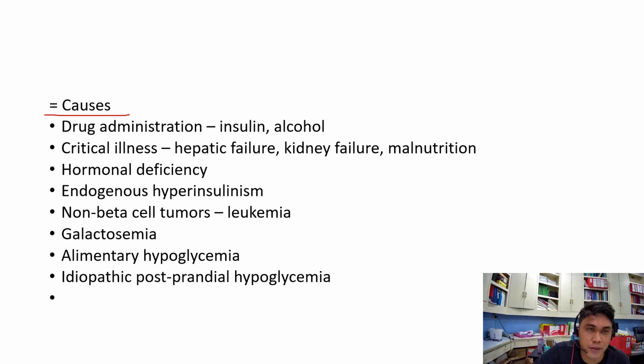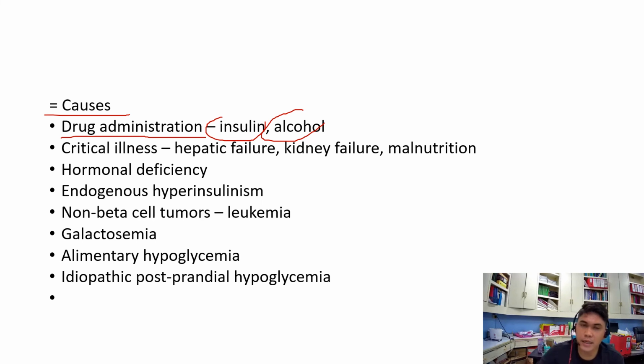The next causes: first is drug administration, like insulin, because insulin promotes cellular entry of glucose, or entry of glucose into the cell. So insulin overdose can cause hypoglycemia. The next, alcohol. Alcohol decreases the rate of gluconeogenesis.